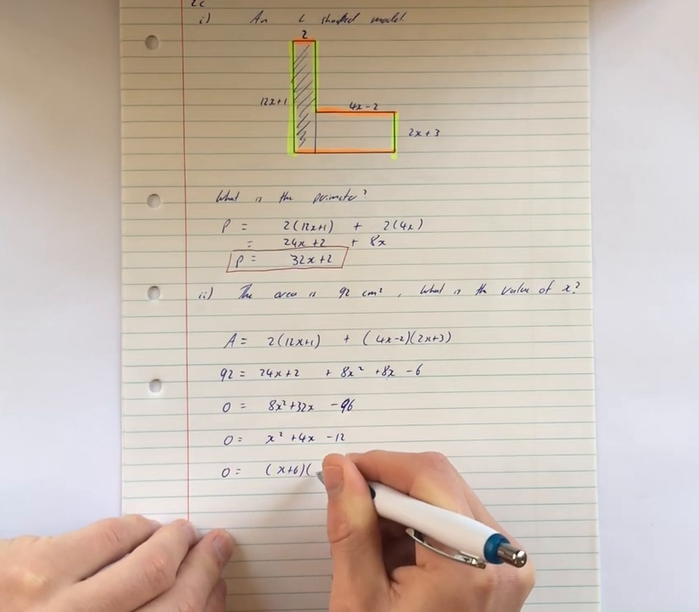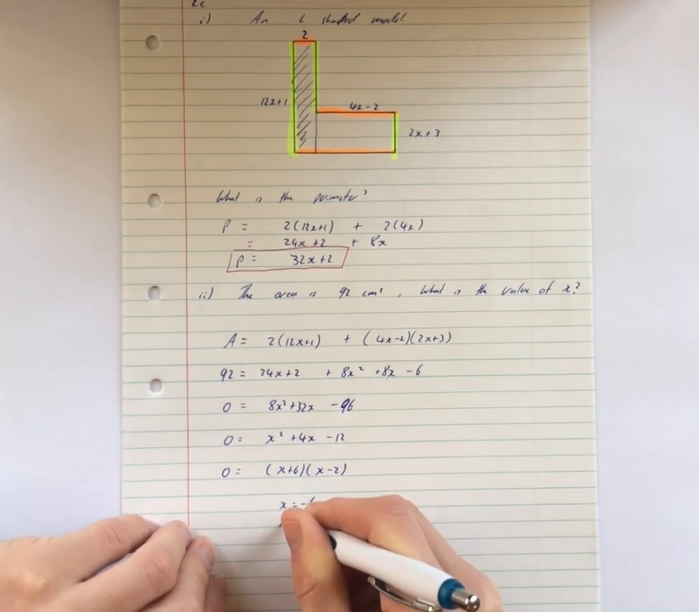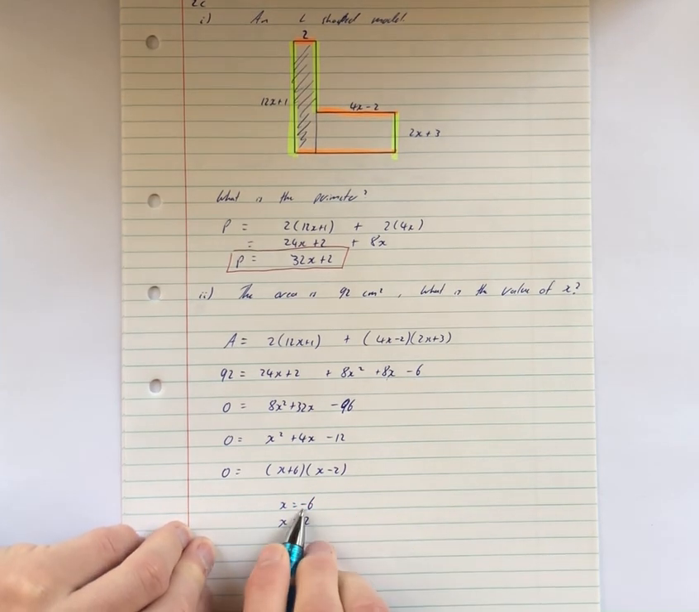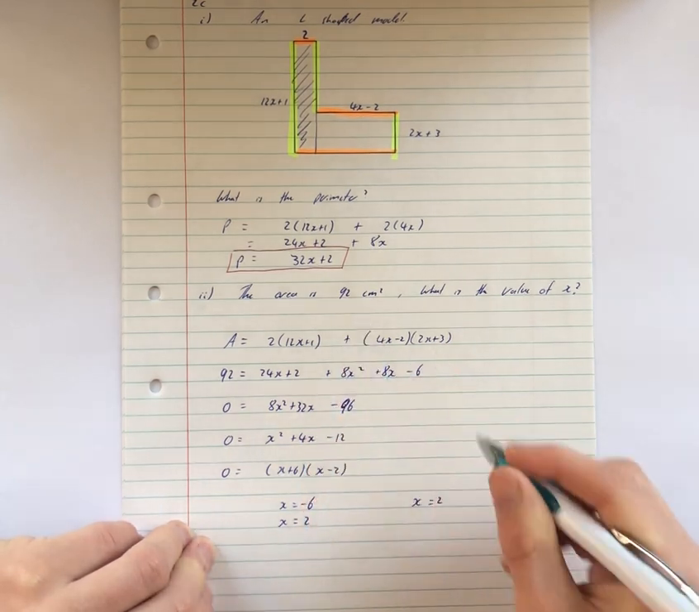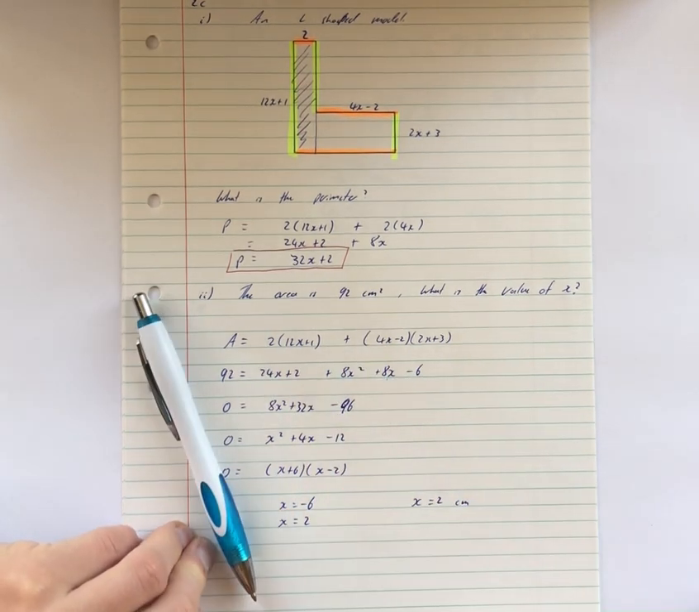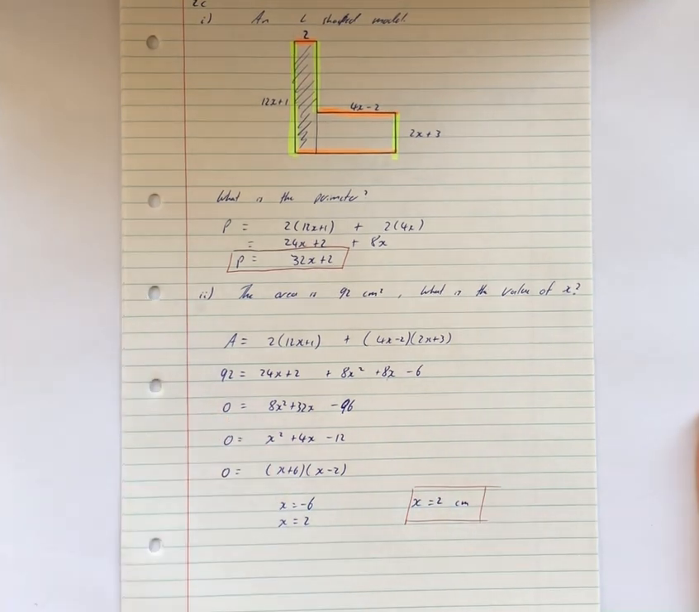X plus 6, x minus 2, x equals negative 6, or x equals 2. You can't have a negative length. X equals 2 centimeters. And that is your solution. Hopefully that all makes sense. It's a very nice excellence question.